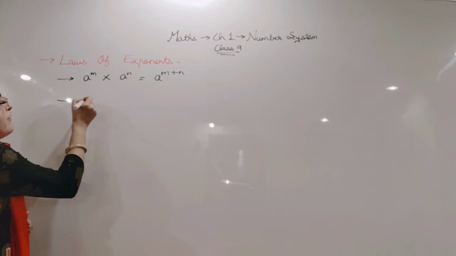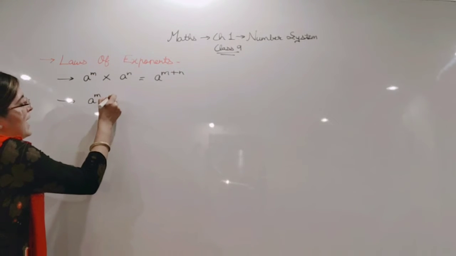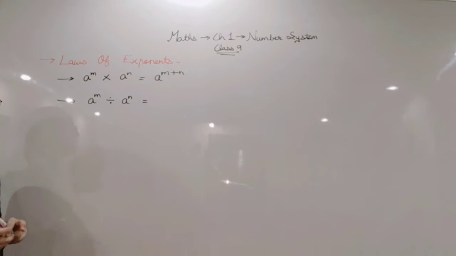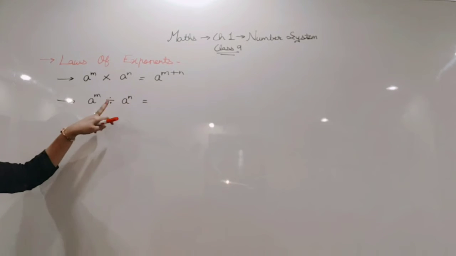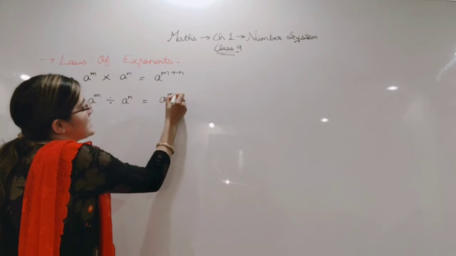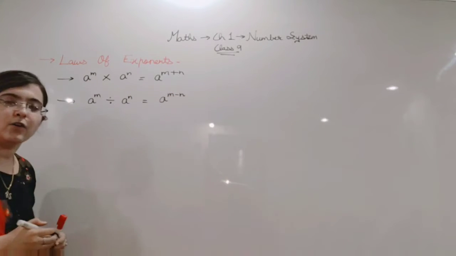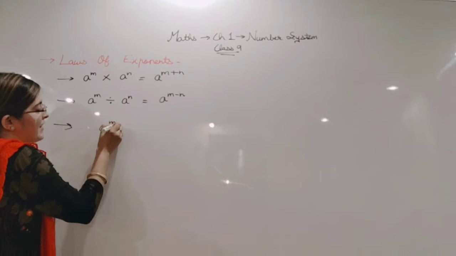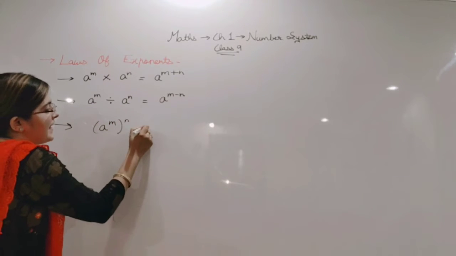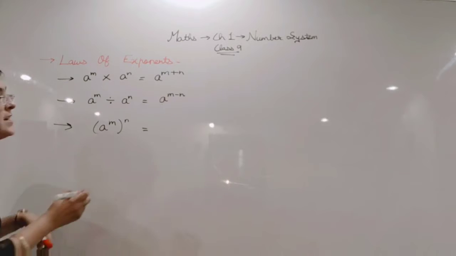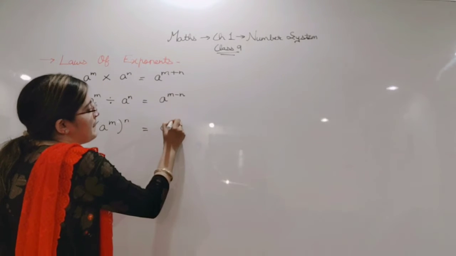Your second law will be a to the power m divided by a to the power n. That means if your base is the same and there is a division sign in between, then the powers will be subtracted. Your third law is a to the power m, whole to the power n. That means if there are two powers on the same base, then the powers will be multiplied.